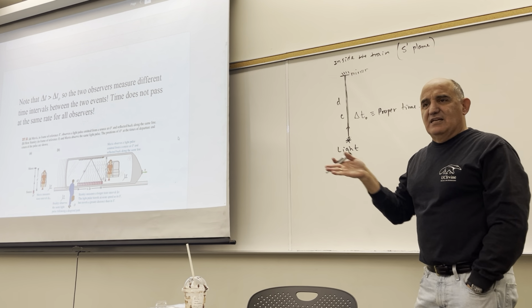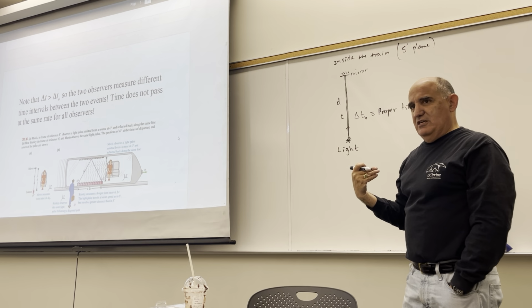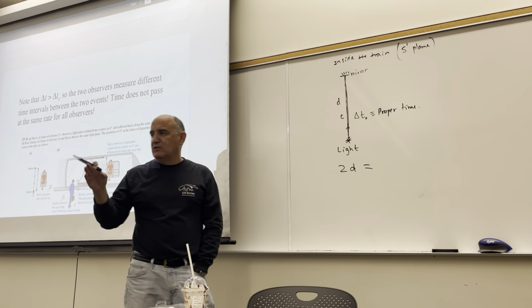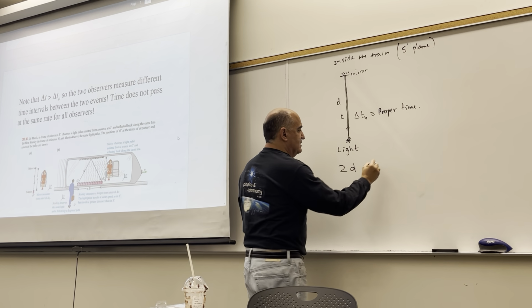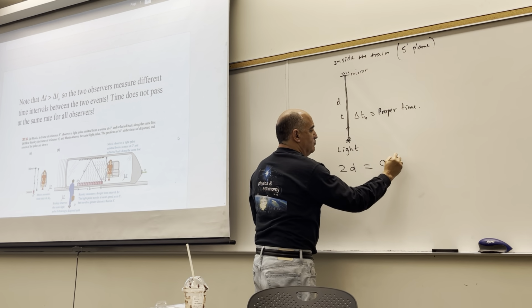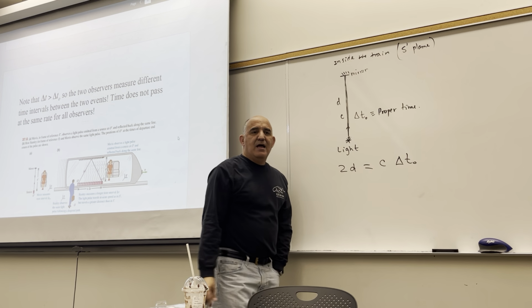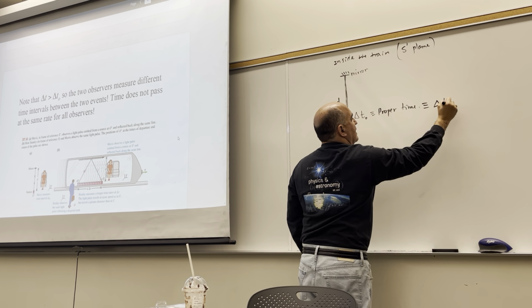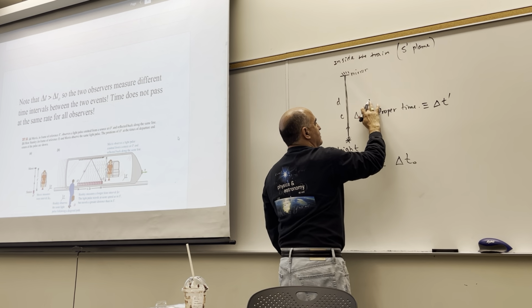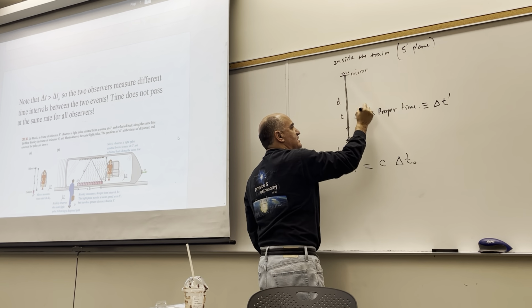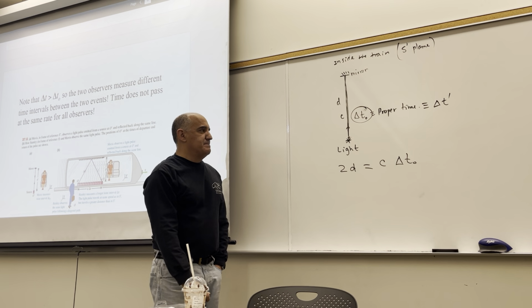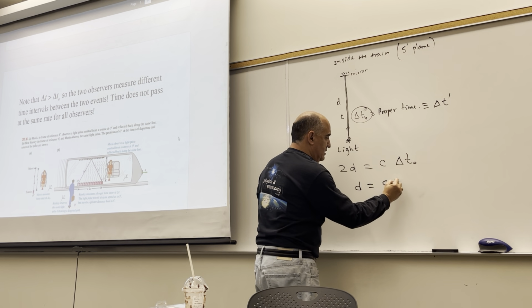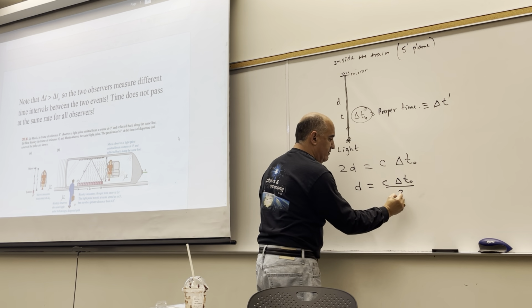What is the total distance that the light travels? d plus d. So the light travels a distance of 2d, and that distance has to equal the speed multiplied by the time. The speed of the light is c, and the time it took to make that trip is delta t sub 0. Because this is in the moving frame, you could say delta t prime, but this is the notation normally used. So we get that d is equal to c delta t naught, the proper time, divided by 2.